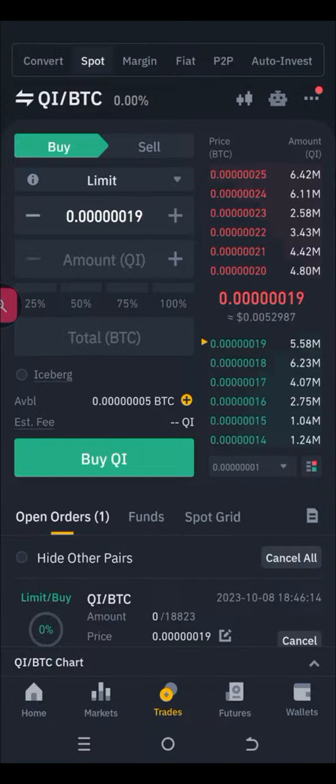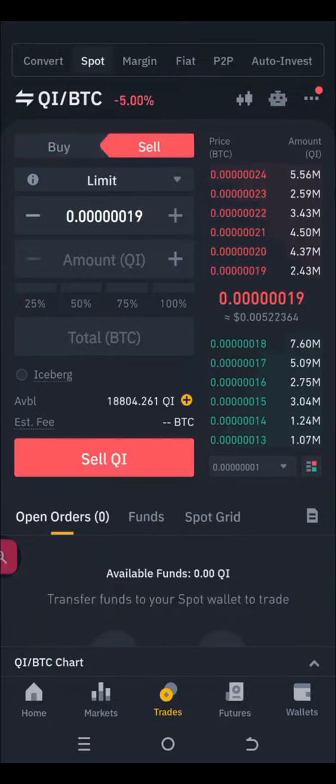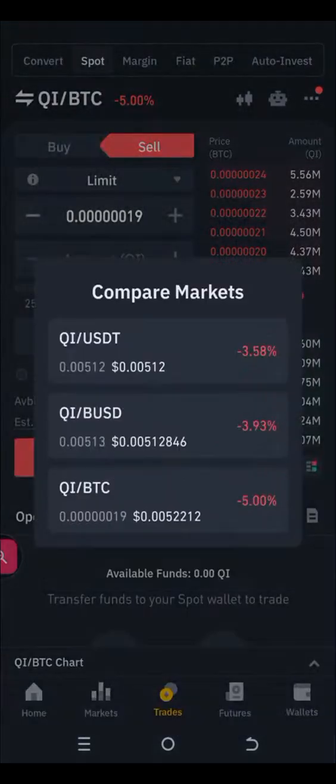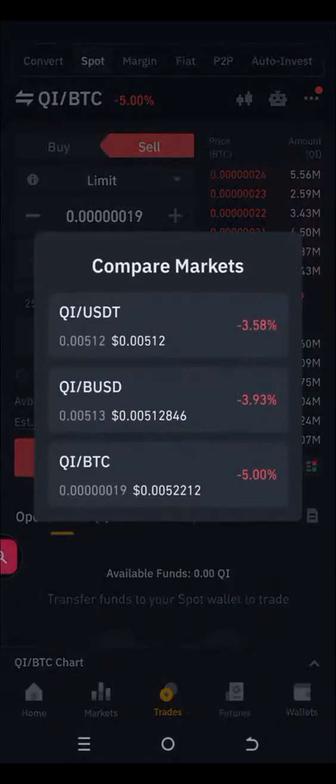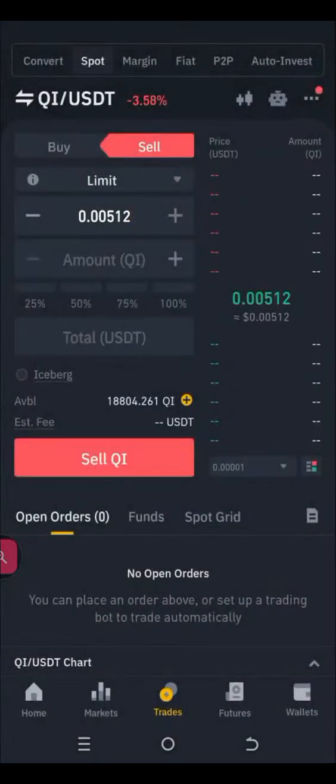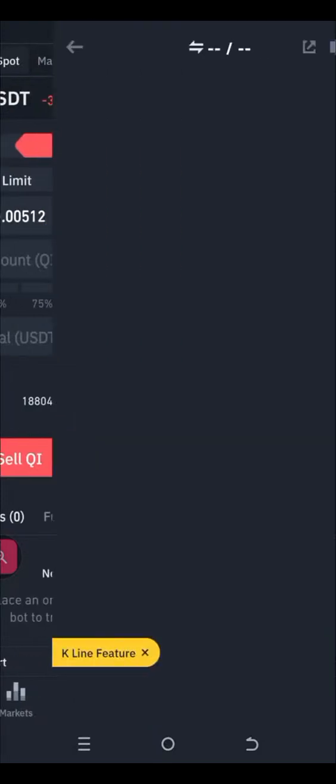See you shortly. All right, I'm back. And we've already bought the QI. Wow. But let's quickly check whether we can actually do a quick sellout to QI USDT. So let's quickly check on the compare markets. Wow, the prices have gone down low. Because actually there's a bloodbath currently. Right now, there's a whole lot of coins that are dumping as I speak.